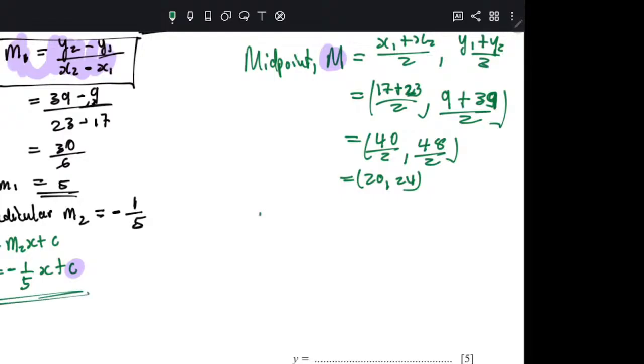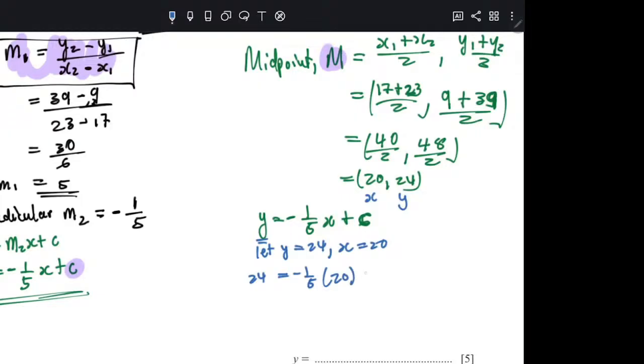This is the point you are going to feed in here to find c, and you're done. So you're going to write to say y is equal to negative 1 over 5x plus c. Now you need to just find the c. The reason you did midpoint is you need to find c. So this is your new y, this is your new x from the midpoint. So you say let y be the new y, 24, and x be the new x, 20.